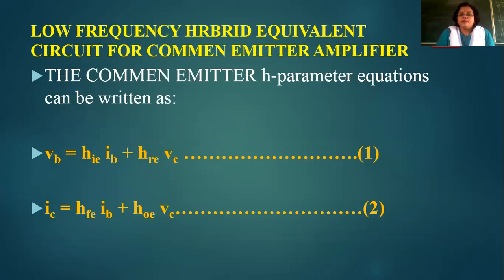Low frequency hybrid equivalent circuit for common emitter amplifier. The common emitter H parameter equations can be written as: VB is equal to HIE IB plus HRE VC. Call it equation number 1. IC is equal to HFE IB plus HOE VC. Call it equation number 2.